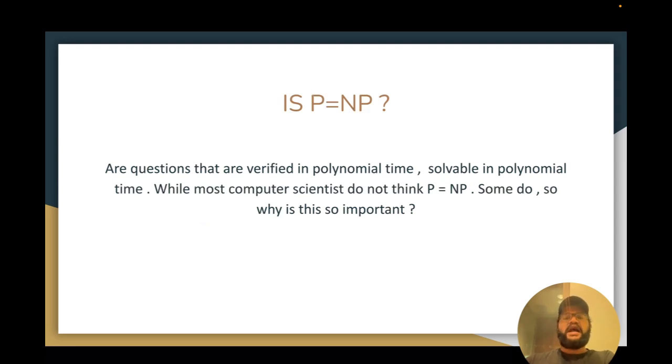Now, here's the real question. Are questions that are verified in polynomial time solvable in polynomial time? This is somewhat confusing, but if you pay close attention to it, I think this is quantifiable. So, the polynomial problems are the problems which are easy to solve and easy to verify. Non-deterministic polynomial problems are the problems which are difficult to solve but easy to verify. But if this condition equates, that means we can devise an algorithm to solve any one of the NP problems.